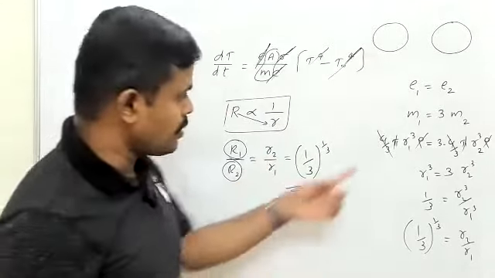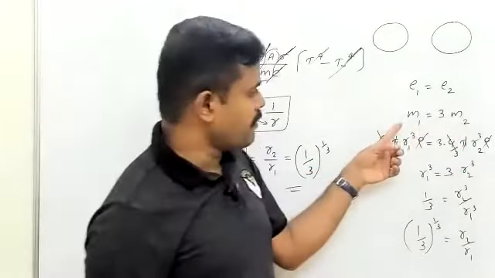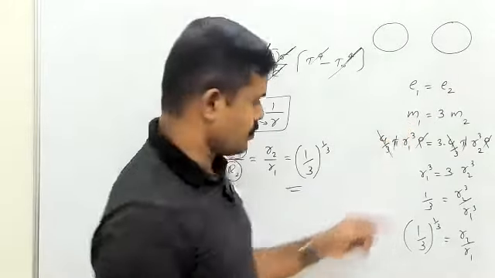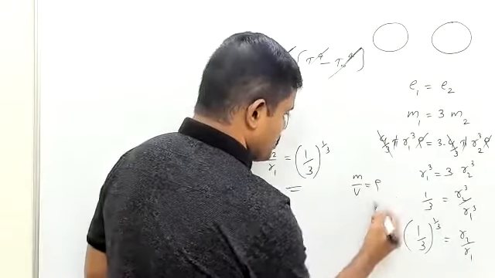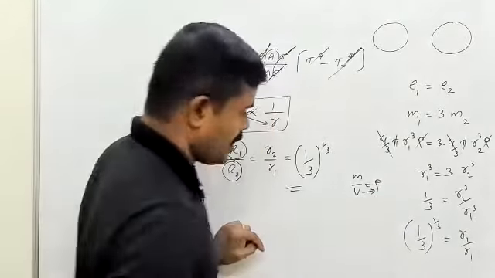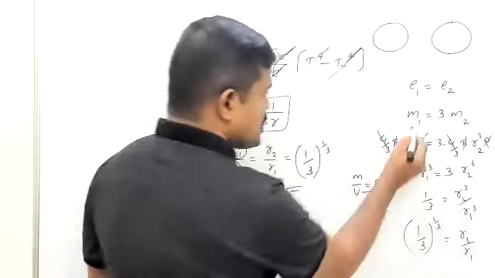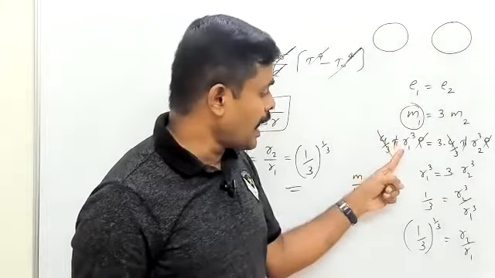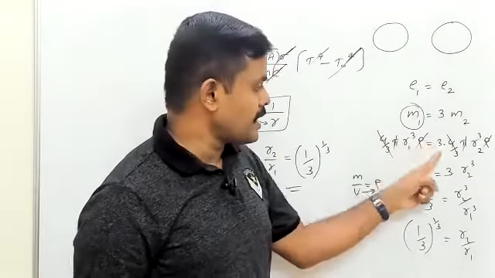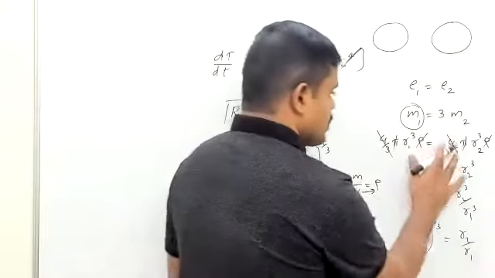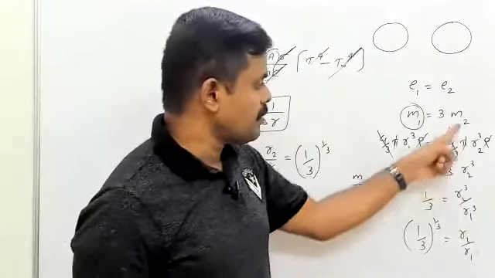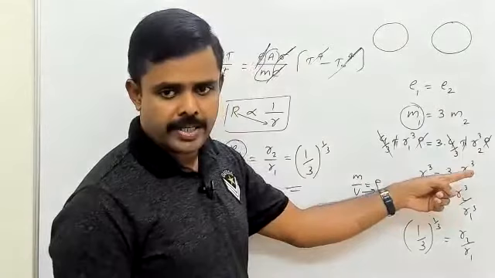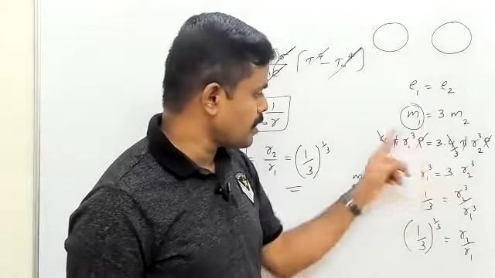How do I find it? I've been given the ratio of masses, M1 to M2. Mass is volume into density, since mass by volume is density. So cross multiply: mass is equal to volume into density. So for this mass, I can write 4 by 3 pi R1 cube into rho. On the right side, 4 by 3 pi R2 cube rho. Then rho cancels, because they are made of the same material, and 4 by 3 pi cancels.